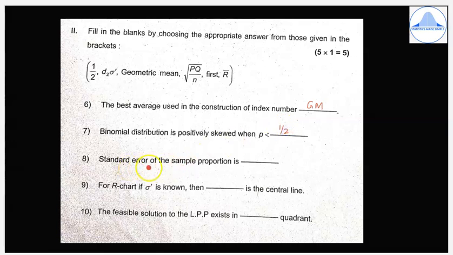The standard error of the sample proportion is root PQ divided by n. For X bar chart, if sigma dash is known, that is case 1, then D2 sigma dash is the central line or CL. 10th one, the feasible solution to the LPP always lies in the first quadrant. That's why we have x and y are always greater than or equal to 0.